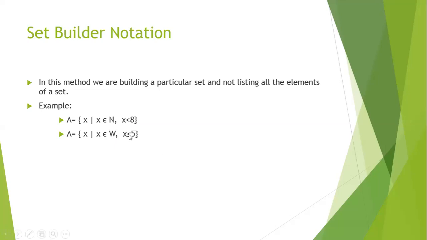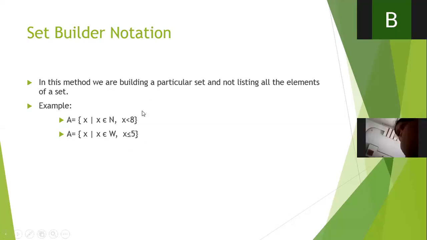Okay, x less than or equal to 5 means that these are the whole numbers from 0 till 5. So we are not supposed to write down 0, 1, 2, 3, 4, 5. We just write here x less than or equal to 5. This is how we represent the data with the help of set builder notation. It saves our time.